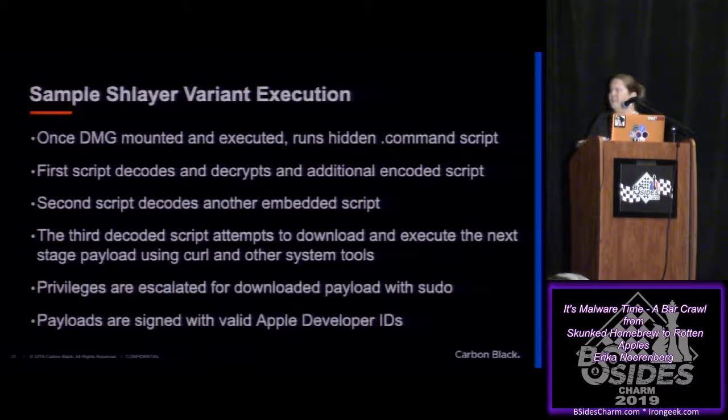functionality. Basically, you have a first script that decodes and decrypts another script. That script decodes another embedded script. And the third script is the one that actually does the download of the final stage payload. So it'll download the zip, extract the zip, and open up the final installer.